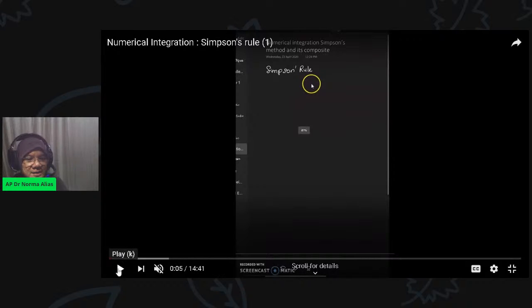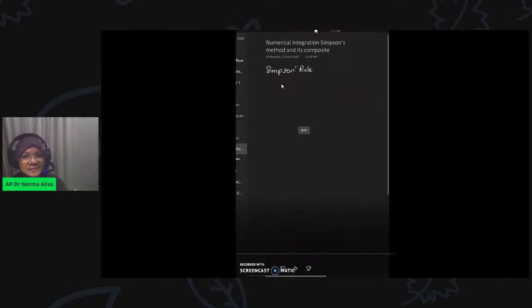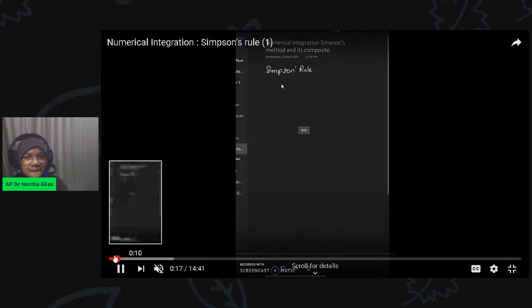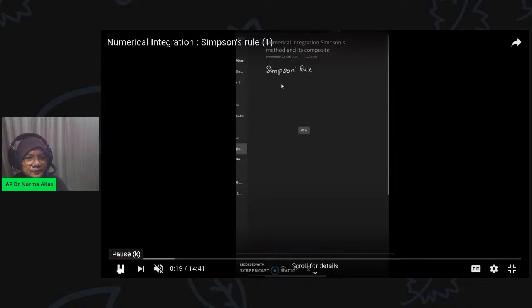Okay, so Simpson's rule. Why do we learn Simpson's rule? The issue here is why we learn Simpson's rule. Why is it important to learn Simpson's rule? Okay, because of Simpson's rule. Okay, we continue.